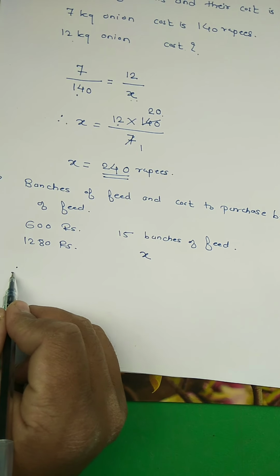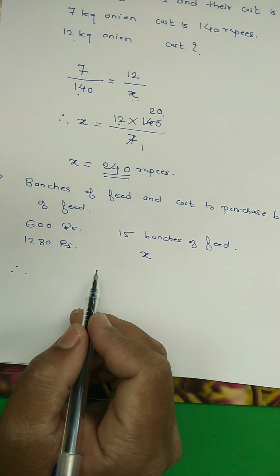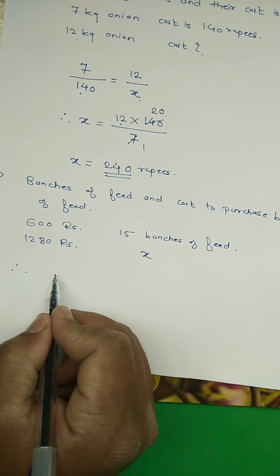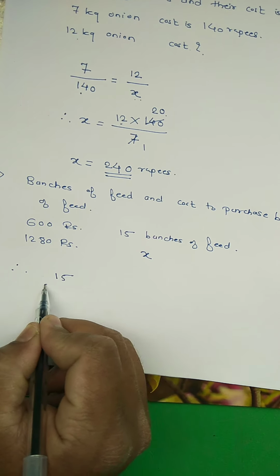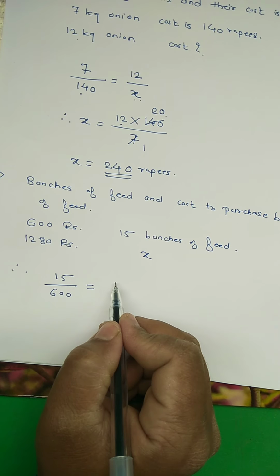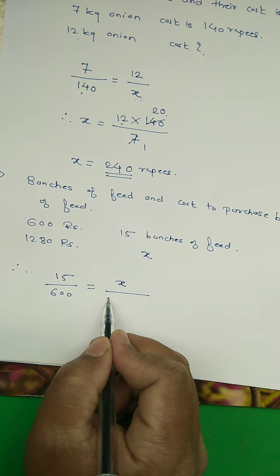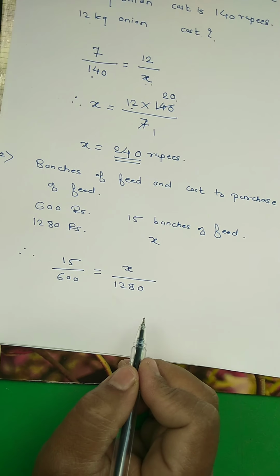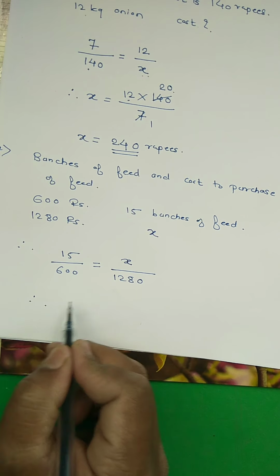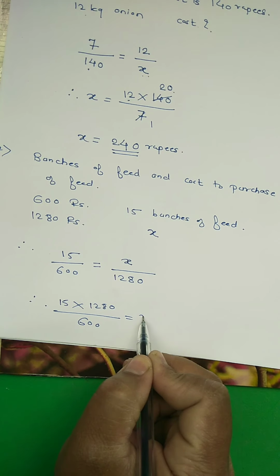Now how to solve it? Again, if you observe, they are in direct proportion, that is the bunches of feed and the cost required for the bunches of feed. So again we can write bunches divided by the cost required for them, which is 600, and in the second case the bunches we have to find is x, and the rupees required for that is 1280. So how to find x? Now 15 multiplied by 1280 divided by 600 is equal to x.